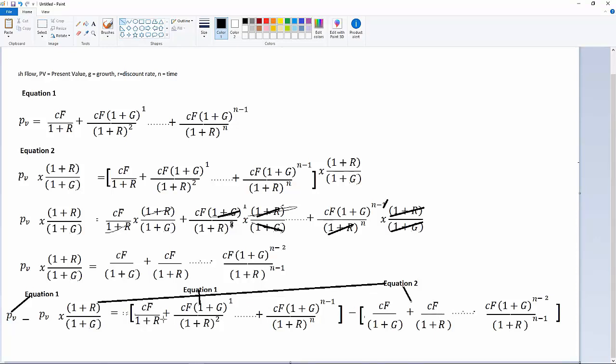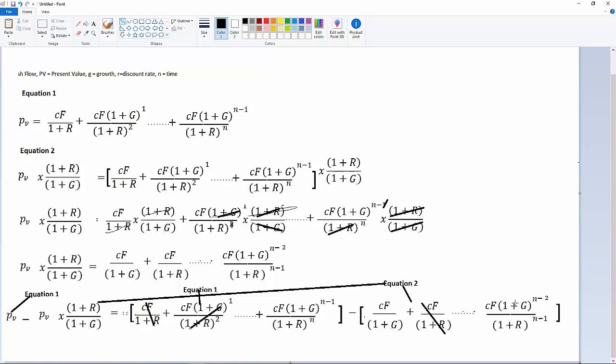And if you notice, look what's going to cancel. So all these numbers inside these brackets become negative, right? Because we have a negative in front, so everything here is multiplied by a negative. So this is negative cf divided by 1 plus g, and then this is negative cf divided by 1 plus r. But look at these numbers that cancel. So this is going to cancel with this. And then all these numbers, the next number here that I'm not showing is cf divided by 1 plus g to the power 1 divided by 1 plus r squared. So that's going to cancel with this.